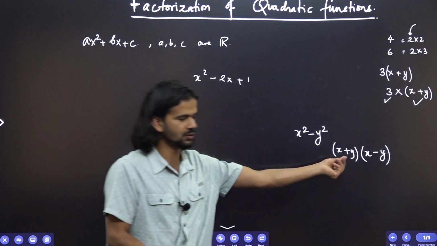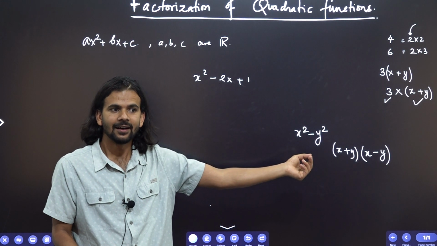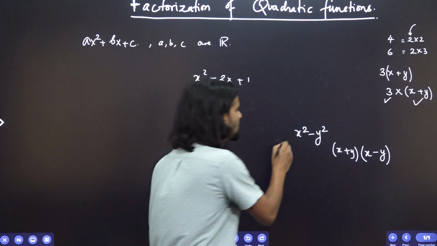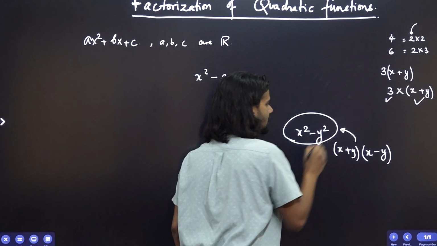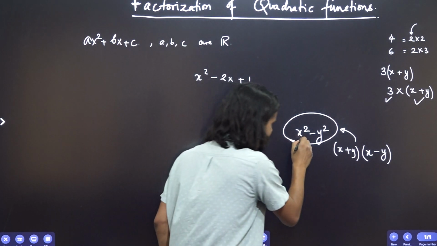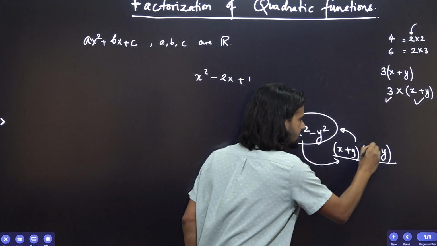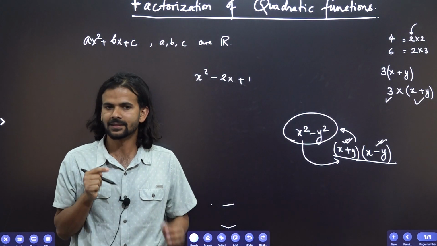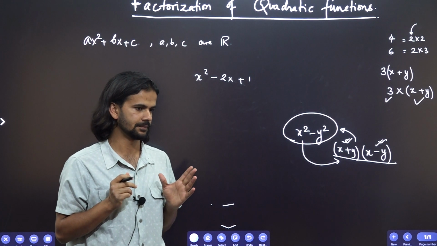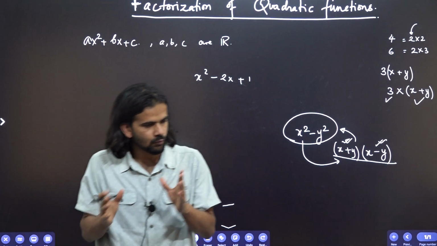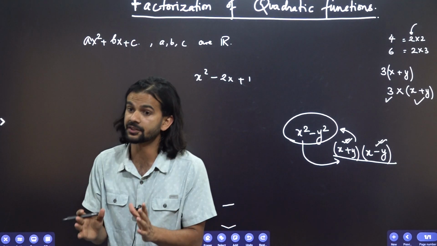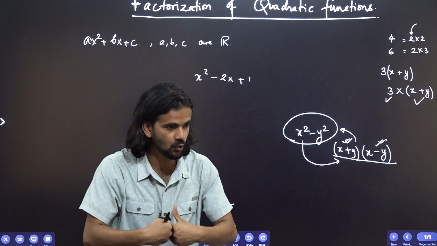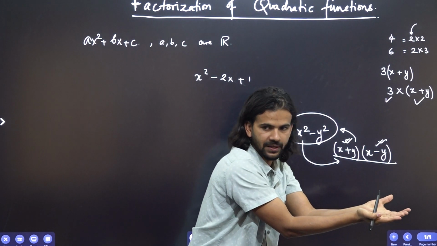If you multiply these two, there will be a magic. What is that magic? You will get this. So therefore, the factorization of this one is this, and these are the factors. Remember this. You have to be very clear with what factorization is and what factors are. When you multiply the factors, you will get what you started with.